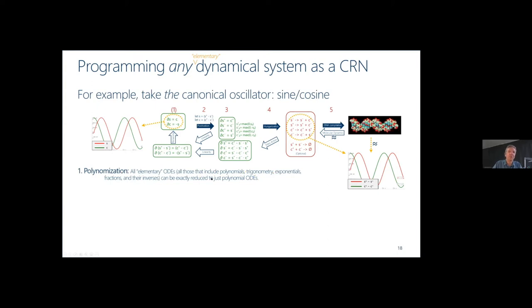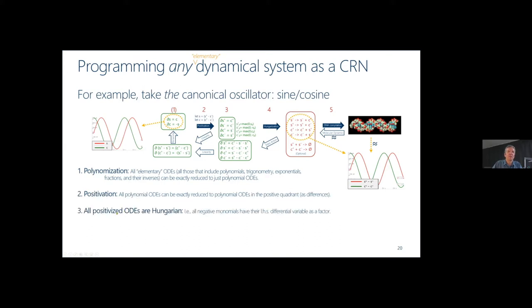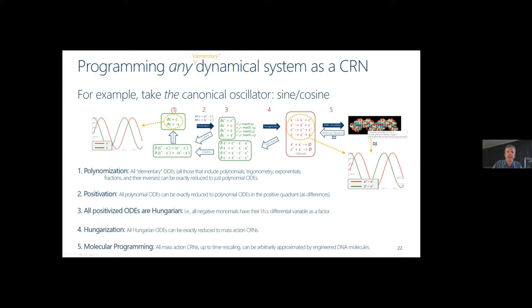That's the first step. Second step, you positivize the variables. You look at the differences to remove the negative quantities. The third step is automatic. It turns out that all positivized ODEs are automatically Hungarian, which means you can convert them to chemical reactions. So there's nothing to do in this step. The next step is to convert ODEs to chemical reactions. That's the Hungarization algorithm, which I mentioned. And the fourth step is hopefully to use molecular programming to compile those to DNA and run that in a lab. This is the procedure that you can follow.